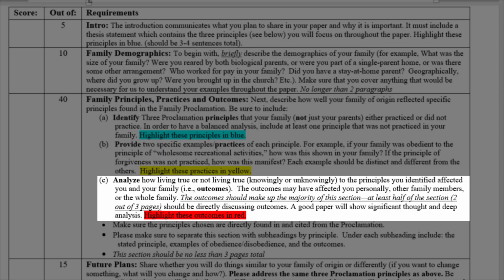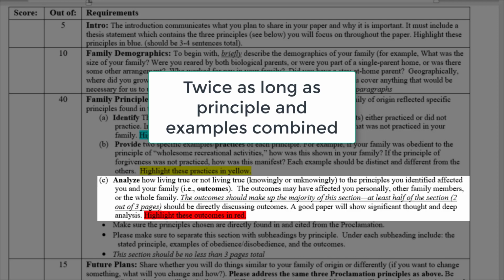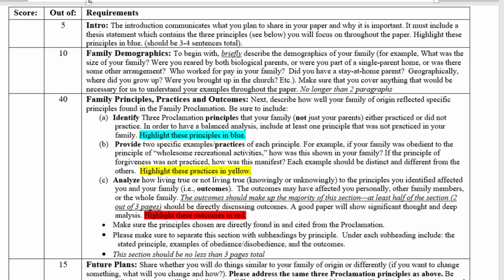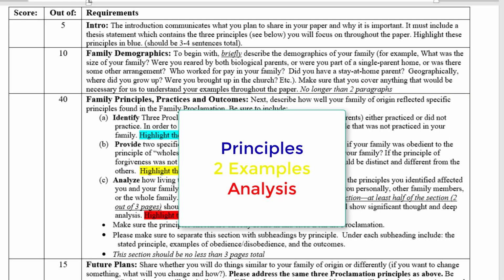Finally, the fourth paragraph is for analyzing how living or not living those principles affected you and your family. The analysis paragraph should be twice as long as the first 3 paragraphs, meaning at least half of this entire family principles, practices, and outcomes section should be the analysis. You will then repeat this pattern for each of your 3 principles.